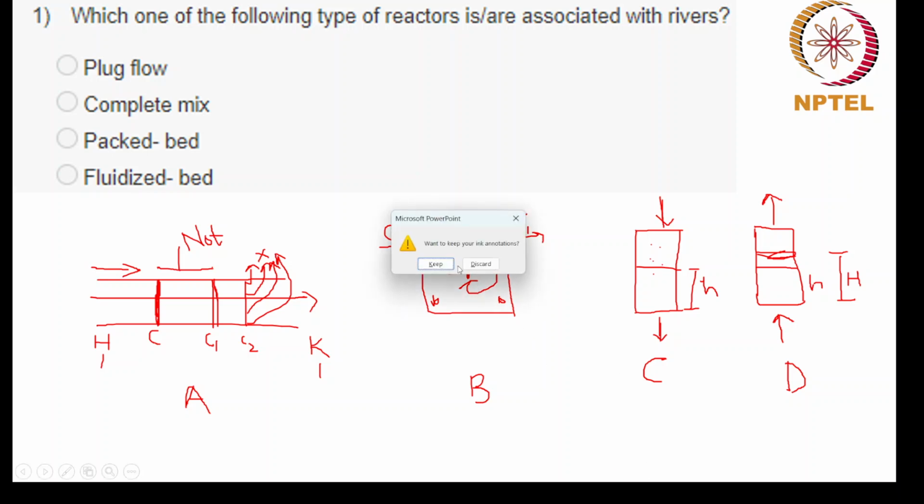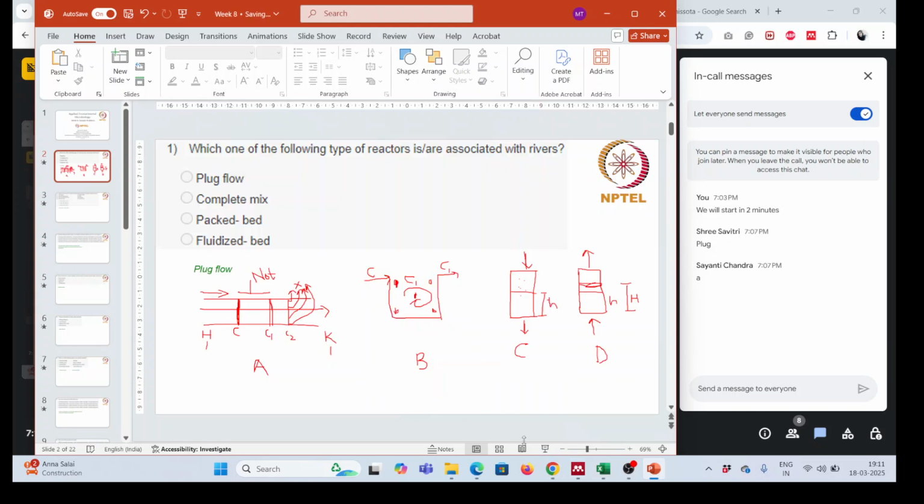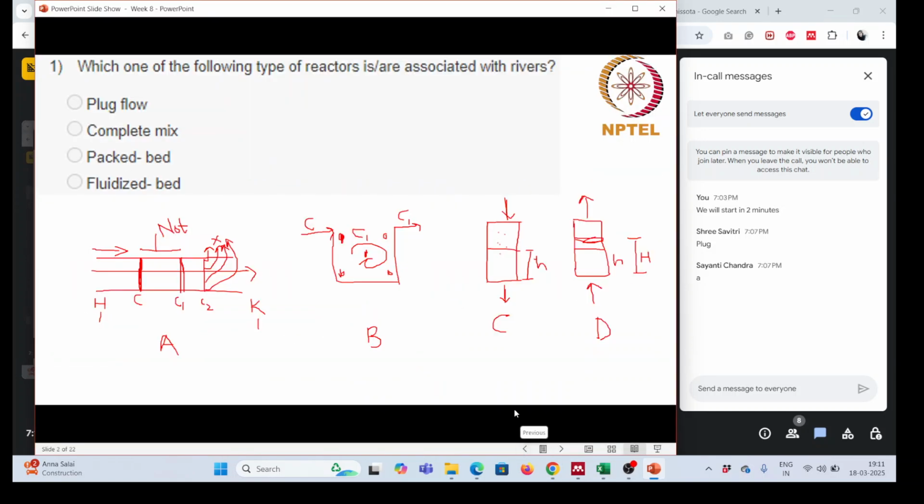The river is associated with a plug flow reactor. And what about a lake? What kind of system do we assume for a lake? What can be the correct option if we are talking about a lake? Yes, correct. It will be completely mixed.